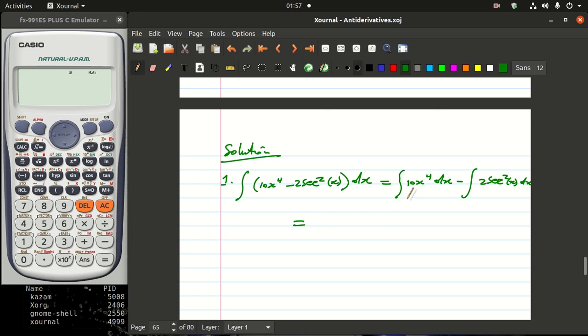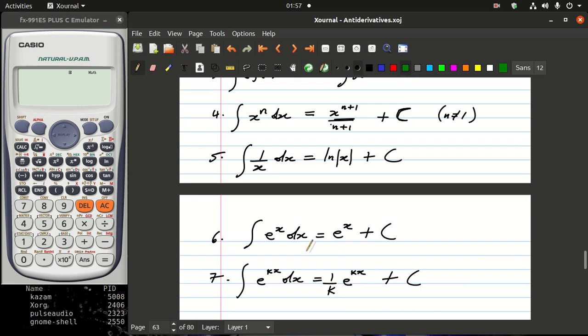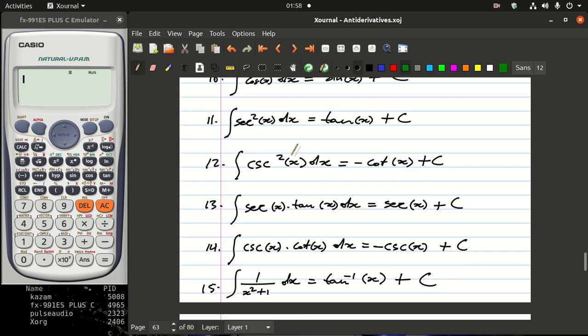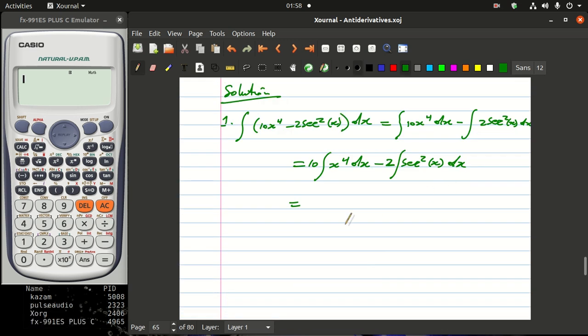The next thing is I can pull the constant out, so I have 10, and then I have x to the power 4 dx, and then I have a minus. I can pull out the 2 in front, and then I will have a sec squared x dx. And one thing for sure, if you go back to this integration table, you can see that whenever you have x raised to an exponent, just add a 1 and divide by that. And sec squared x dx, that's just a tan x. That is why you need to know this integration table by heart.